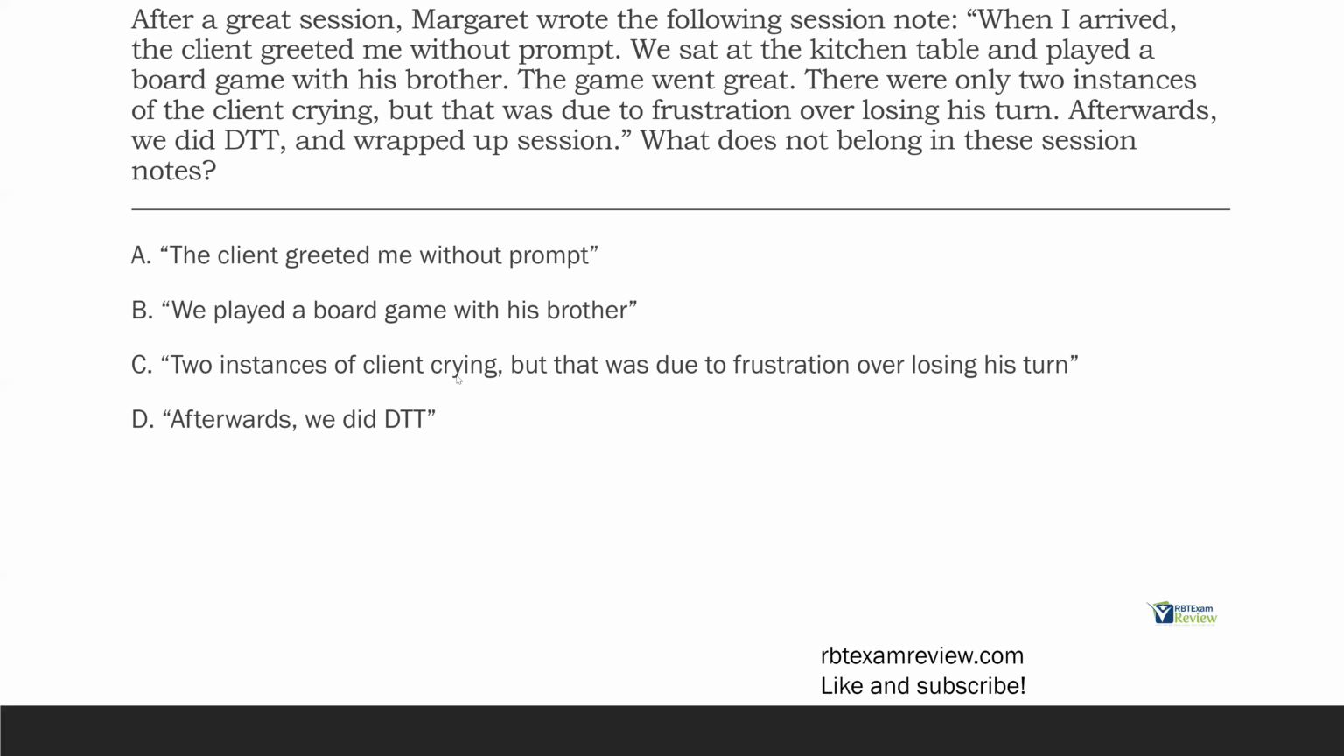C, 2 instances of a client crying, but that was due to frustration over losing his turn. All right, that was one of the ones we picked out, right? We're blaming the crying on the frustration. Can we observe it? Can we measure it? No. What does frustration look like? Do we know they were frustrated, or is it your opinion they were frustrated? Something else might have been going on, right? The list goes on and on. We can't use frustration as a reason why the behavior occurred. And then D, afterwards, we did DTT. So after the game, we worked totally fine. Clearly, the worst part of the session note is going to be this idea that frustration led to the crying. We would not write that. C is our answer.